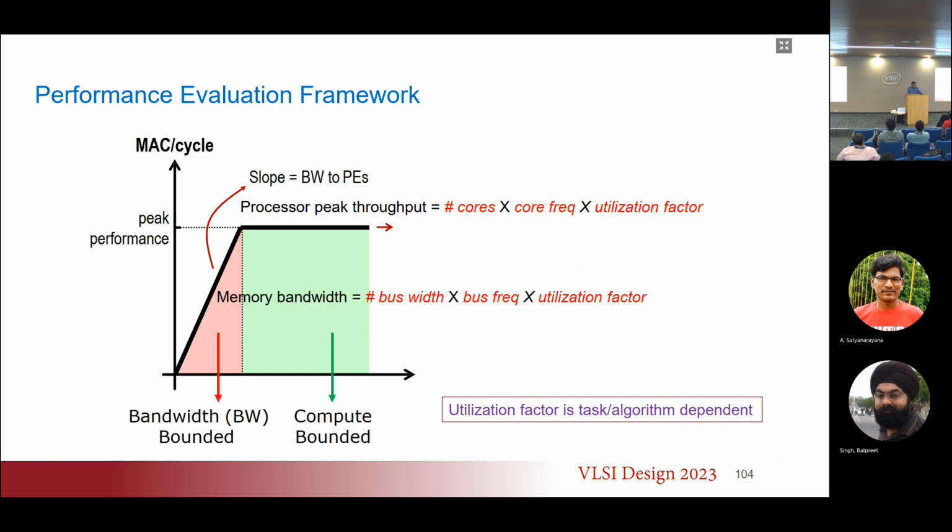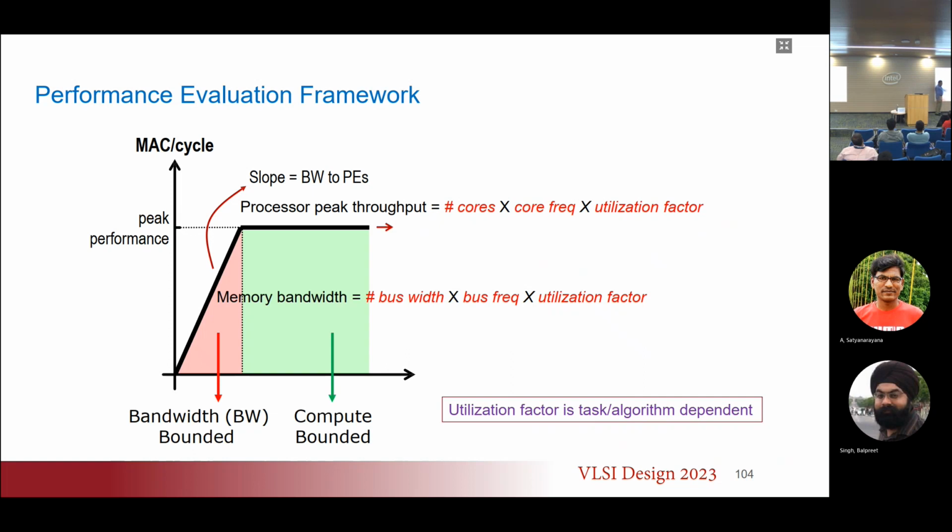This model is called the roofline model. It's called the roofline model because the maximum throughput I can get is the total number of processing elements I have times the frequency at which they will operate times the utilization factor. Ideally, my utilization factor would be 1, but in reality, when I write a program, if I'm not able to use all the resources, then I'm losing utilization. It will be like 0.5, 0.6, and that's the maximum I could do. But in order to do that, I need huge memory bandwidth.